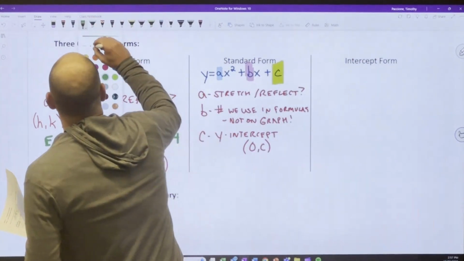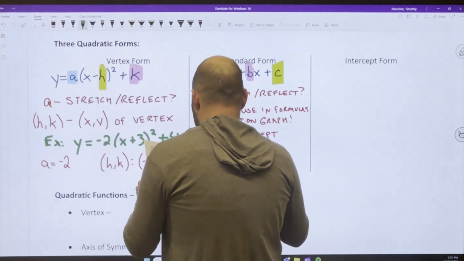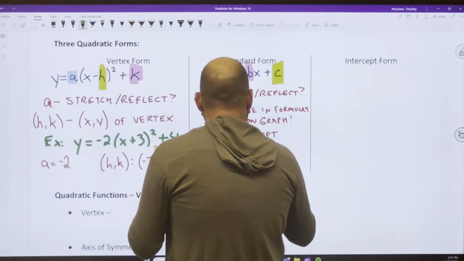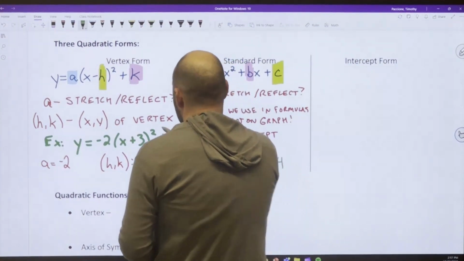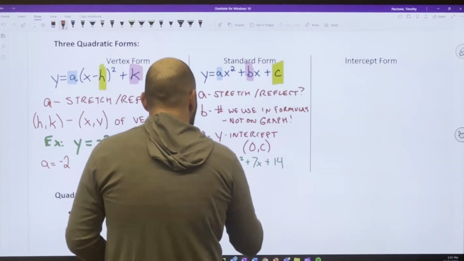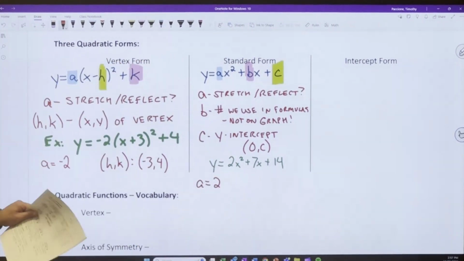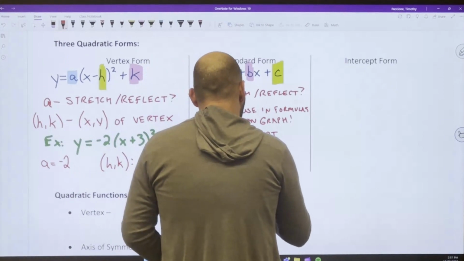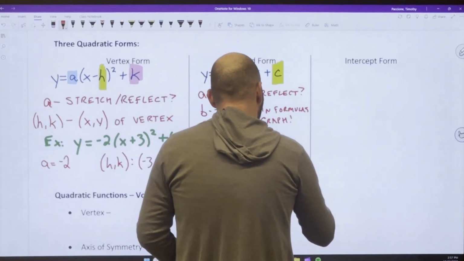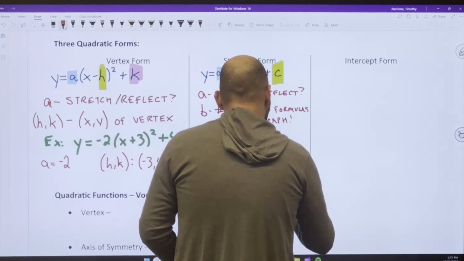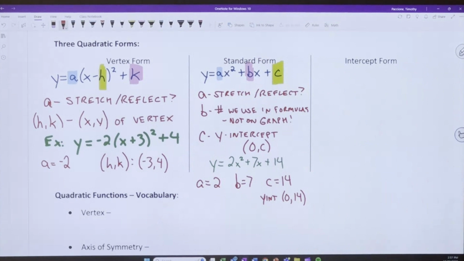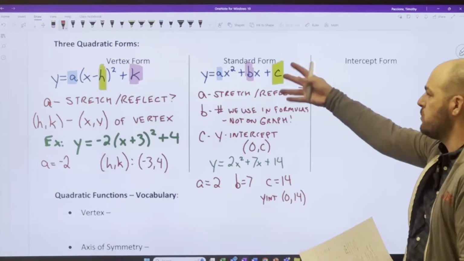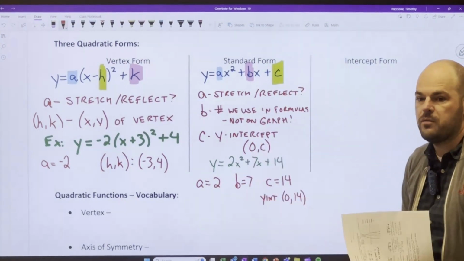For example, if you have y equals 2x squared plus 7x plus 14, we know our A value is 2, our B value is 7, and our C value is 14, so our y-intercept is 0, 14. That's what we can pull from a standard form, just at its surface. We're going to do more with this, but that's what you can pull right from the form.